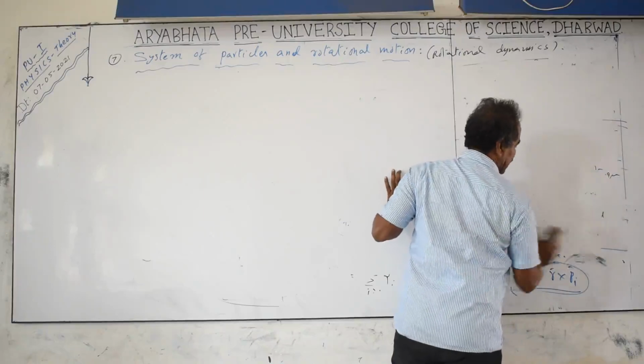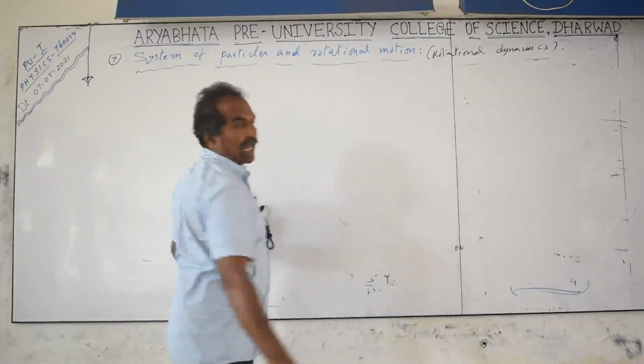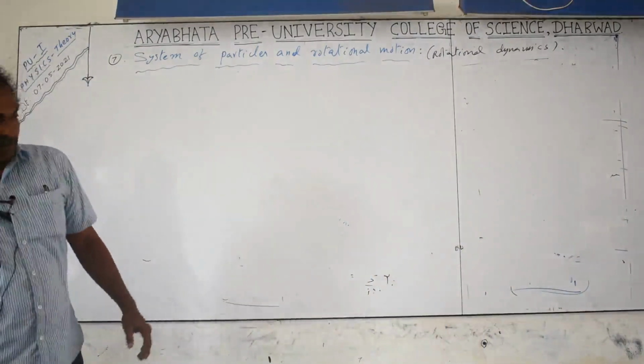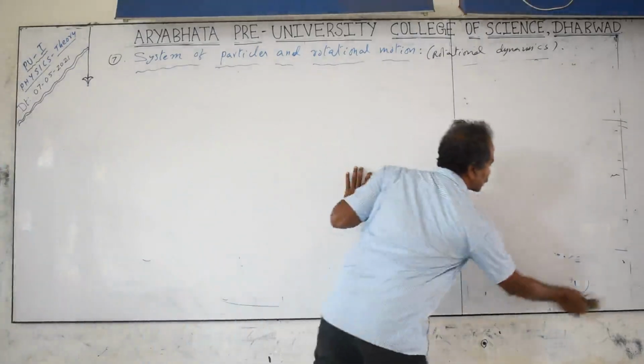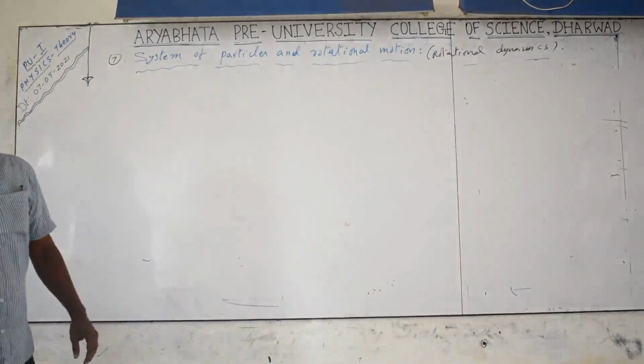Internal torque means the force acting between the sun and planets forms internal forces. Internal torque will not affect the angular momentum. We are talking here about rotational motion. Velocities may change, increase and decrease, but not the angular momentum.